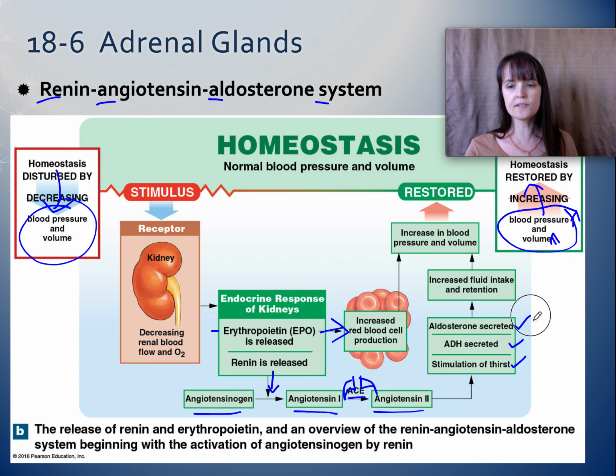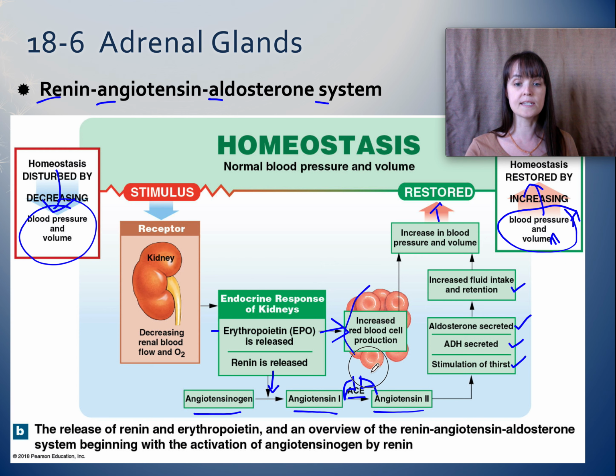And aldosterone is secreted, which makes you retain the water and the sodium at the kidneys. And that together with the increase in red blood cells, which will also increase the blood volume, increases the blood volume, which increases the blood pressure. So that's the RAAS, the renin-angiotensin-aldosterone system.